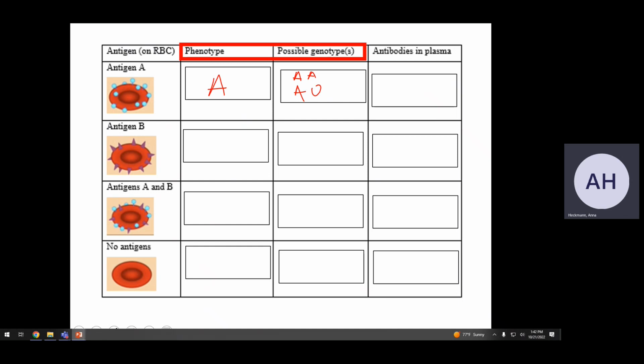Let's keep going. For antigen B, the phenotype is type B, and for the possible genotypes, we've got to have a B allele, so the second allele could be another B, or the second allele could be O, just like with type A. Antigens A and B, you have type AB blood, and the alleles are allele A and allele B. And if you have no antigens, you have type O blood, and your alleles are going to be O, O.